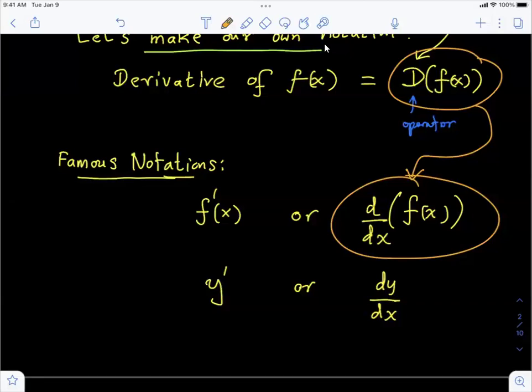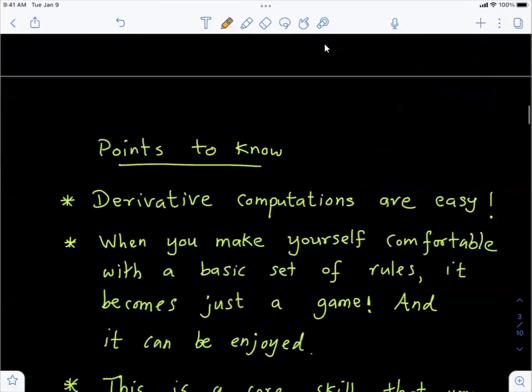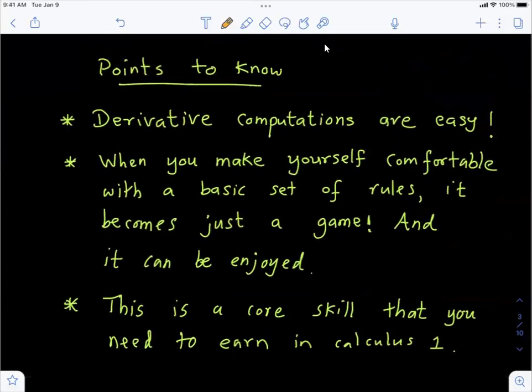The only purpose of that new notation is to simplify our writing and to give precise meaning of the action of the derivative. So, points to know at this point. Now with that notation on our hand, we will proceed to our toolbox. We will prepare our toolbox.